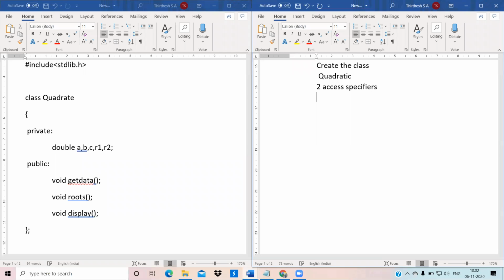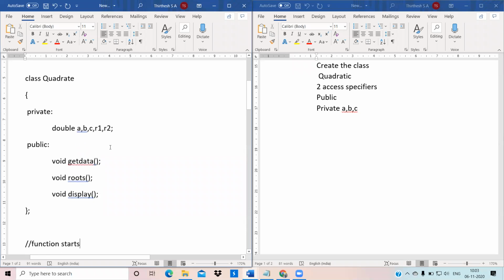One is public, and the other one is private. As given in your question, you should create a class with the data members A, B, C. So we have created data members A, B, C, and to find the real root and imaginary root, we have taken two variables R1 and R2.